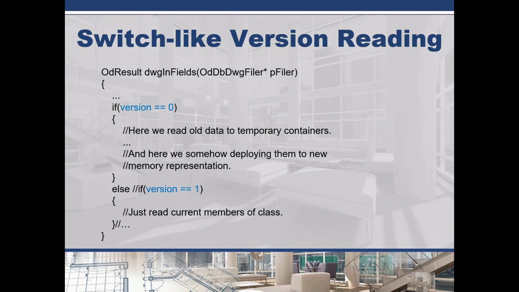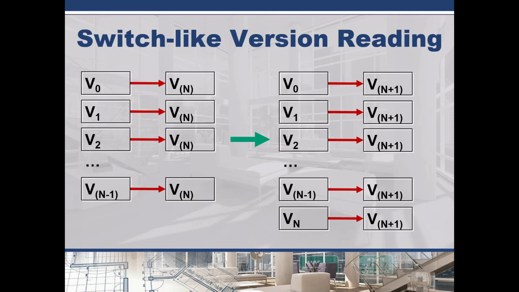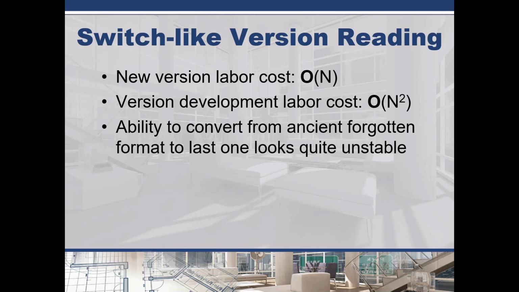It becomes clear that the more versions we have, the more conditional branches appear. What is more complicated is that the reading operation that was basic before turns out to consist of 3 important aspects: data extraction, its interpretation, and deployment. Interpretation is needed for each version except the last one. And when version n+1 comes, all interpretational conversions must be rewritten. The more versions there are, the greater the semantic distance between read and deployed data. With such an approach, the labor cost of creating a new version becomes linear, while the whole process of development is quadratic.